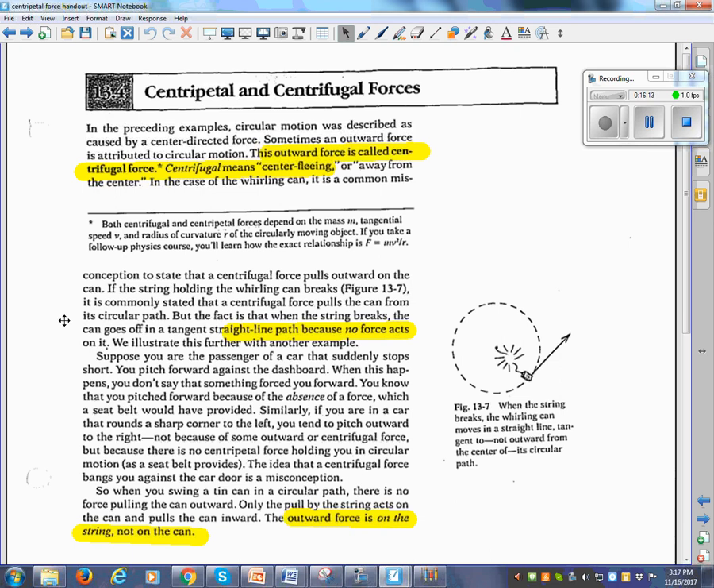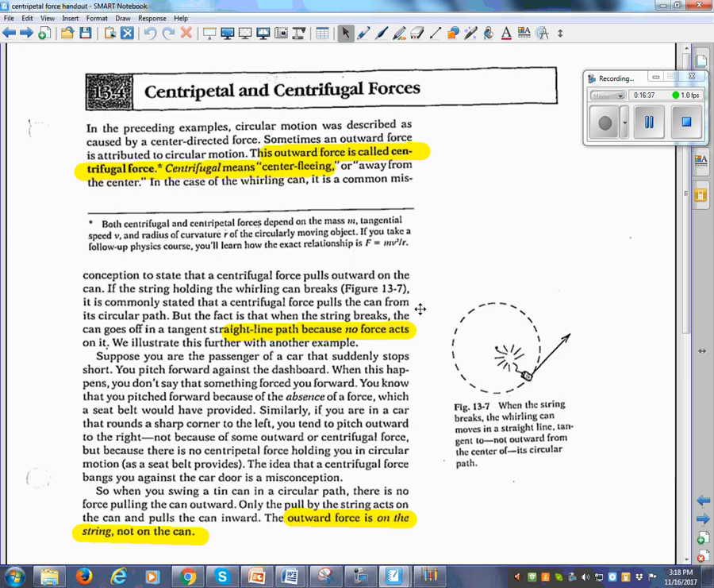Listen carefully. If the string holding the whirling can breaks, it's commonly stated that a centrifugal force pulls the can from its circular path. So if I were to let go, if the string broke, it would go flying through the air like that.